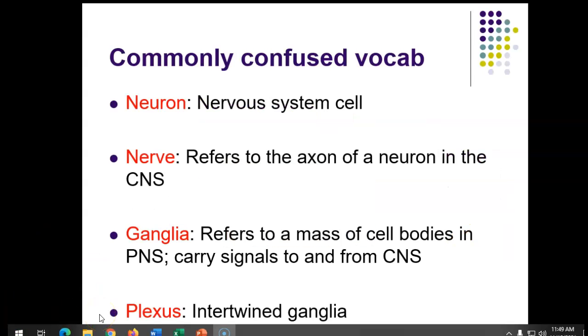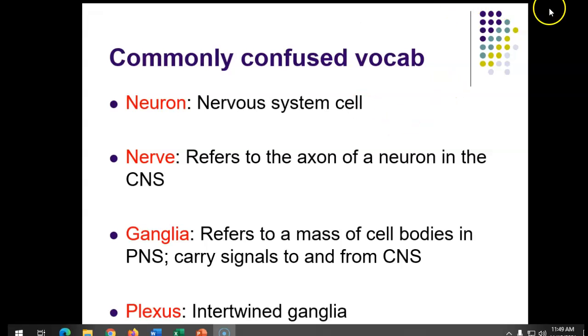So before we get started, I just want to go over some commonly confused vocabulary that exists when we talk about the nervous system. So just to clarify what these different structures are. So neuron we've talked about already. It's the nervous system cell, dendrite, cell body, axon, axon terminal.